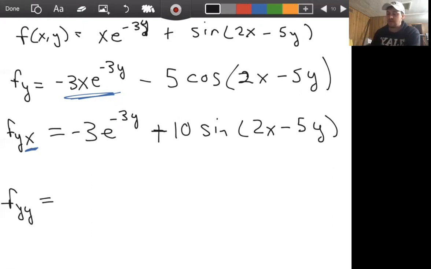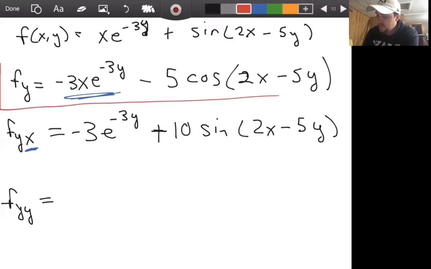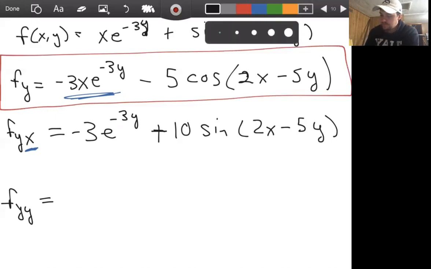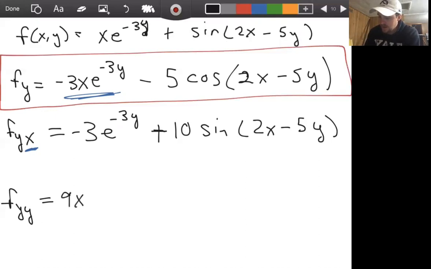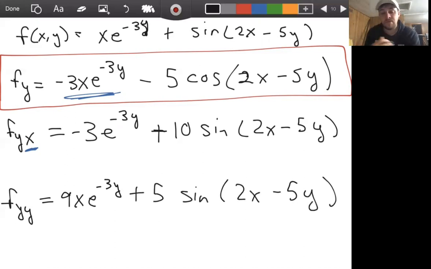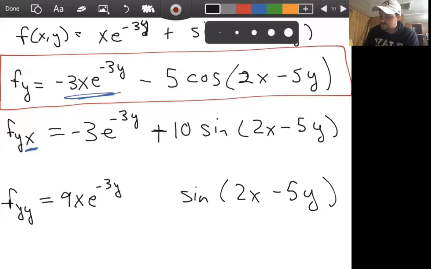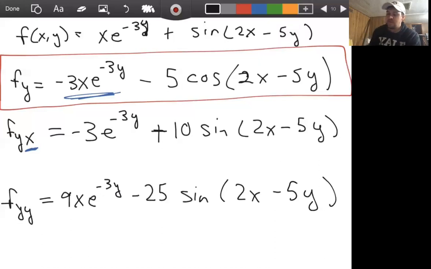So then we can calculate the second partial derivative with respect to y both times, right? And now we're taking the derivative of this function with respect to y, which looks like it's going to be 9x e to the negative 3y. And then here we have derivative of cosine is sine. That becomes plus 5 cosine 2x minus 5y. And here's where I want the derivative with respect to y, which will now make this negative 5 times 5, so minus 25. And so I've now calculated all 4 of my partial derivatives.